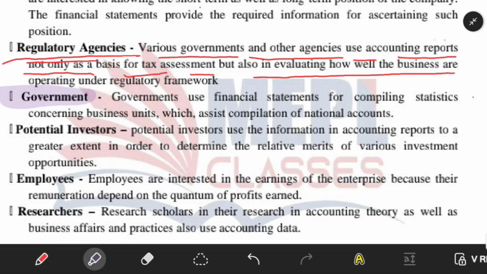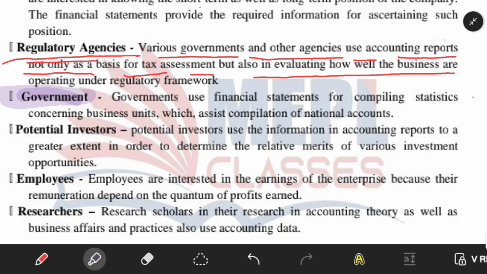The next is government. Government uses accounting information mainly for tax purposes. They want to know how much income the company earned so that the correct amount of tax can be collected. Also, they use financial data for policy making and economic planning.